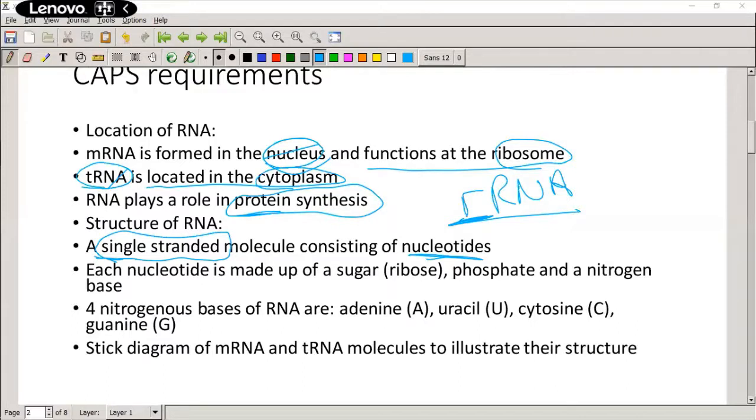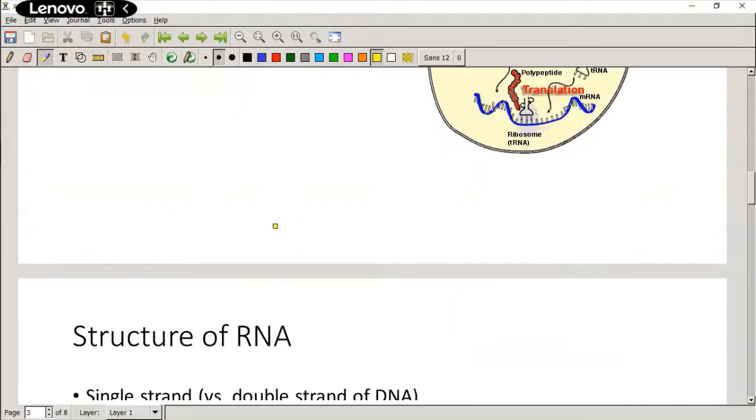Each nucleotide is made of a sugar, a phosphate, and a nitrogen base. Same as with the DNA, there's a sugar, but this time it's a ribose sugar, not a deoxyribose sugar, and a phosphate and a nitrogen base. There's four nitrogen bases: adenine, cytosine, guanine, but thymine gets replaced by uracil, and that's very important. Okay, so thymine is replaced by uracil. And you must be able to draw a stick diagram of the mRNA and tRNA molecules to illustrate the structure.